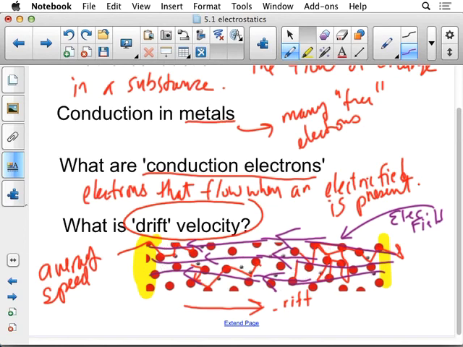Would electrons flow toward or away from a negative charge? Are electrons positive or negative? So would they flow toward another negative? No. So if these electrons, and if the drift is to the right, then the electrons are probably flowing away from a negative charge.